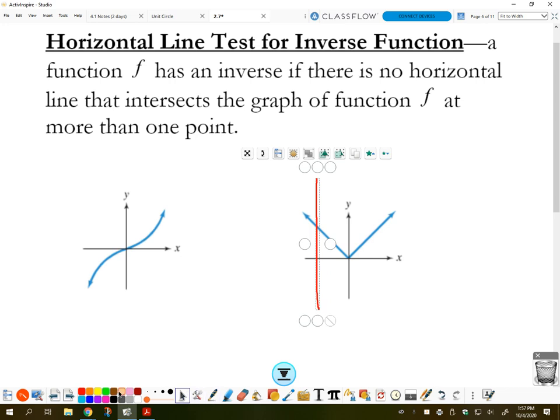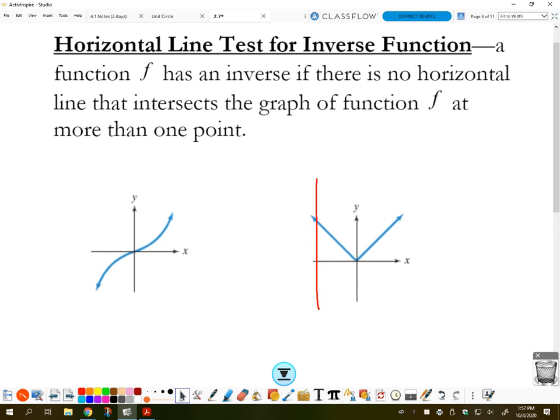If they gave me a picture that looked like this, and I tried the vertical line test, then it doesn't pass the vertical line test because I've got points lined up vertically on my graph. Alright, so what we are going to do to check if an inverse is a function is a horizontal line test.